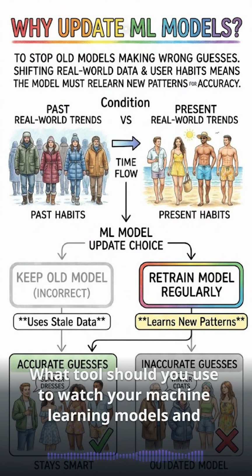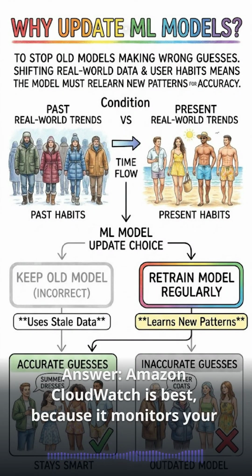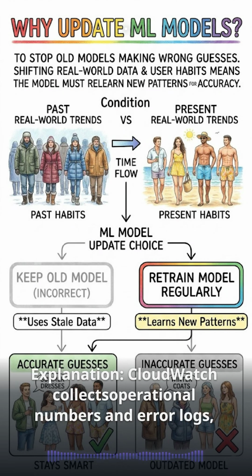15. What tool should you use to watch your machine learning models and catch sudden system errors? Amazon CloudWatch is best, because it monitors your active models and sends quick alarms during failures. CloudWatch collects operational numbers and error logs, helping you fix broken applications before customers notice problems.